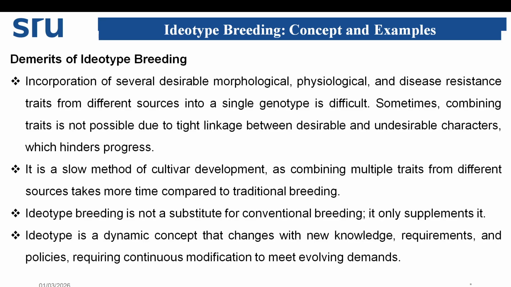This ideotype breeding is a very slow method of cultivar development, as combining multiple traits from different sources will take more time. Okay. This ideotype breeding is not a substitute for conventional breeding. It only supplements it. This ideotype is a dynamic concept that changes with new knowledge, requirements and policies, requiring continuous modification to meet the evolving demand.